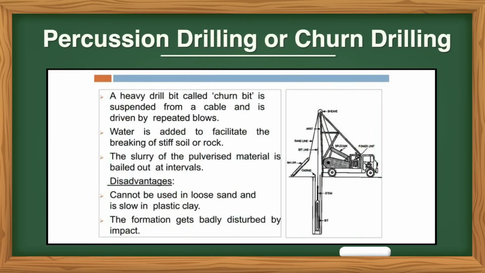Then percussive drilling, also called churn drilling. A heavy drill bit called a churn bit is suspended from a cable and is driven by repeated blows. Water is added to facilitate the breaking of stiff soil or rocks. The slurry of the pulverized material is bailed out at intervals. The disadvantages of percussive drilling are that it cannot be used in loose sand and it is slow in plastic clay. The formation gets badly disturbed by impact.